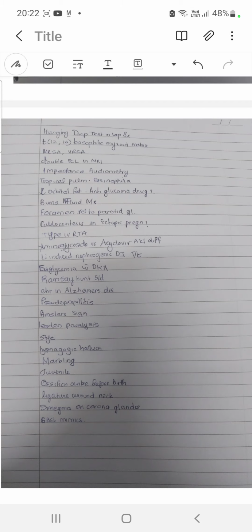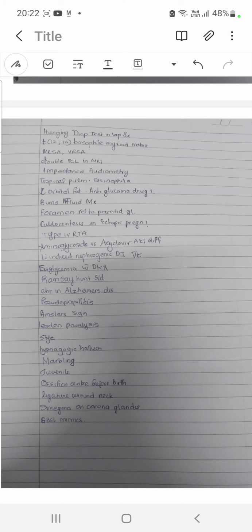Orbital fat decrease is the adverse effect of prostaglandin analog. Burns, the fluid management can be 4, 3 and 2. In pediatric, it is 3, in adult it is 2. In pediatric, give more fluid, so 3 times, that is 3 into kilogram into percentage body surface area. 4 is for electric burn or full thickness burn.